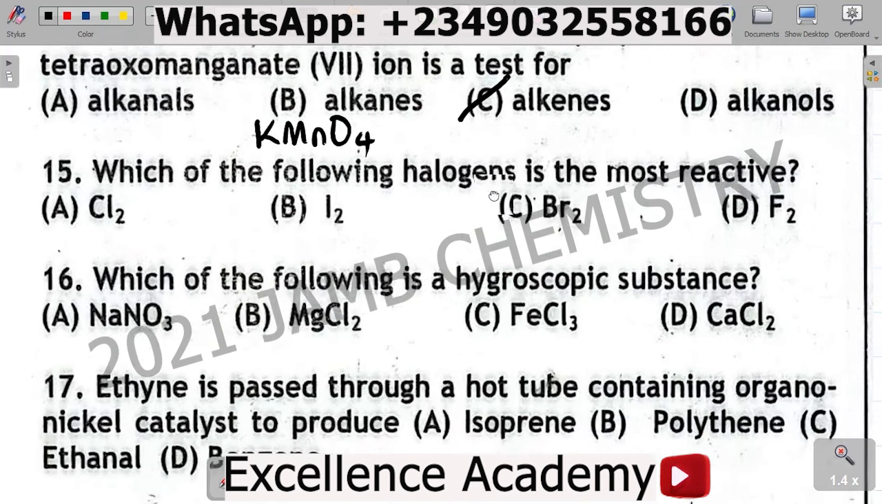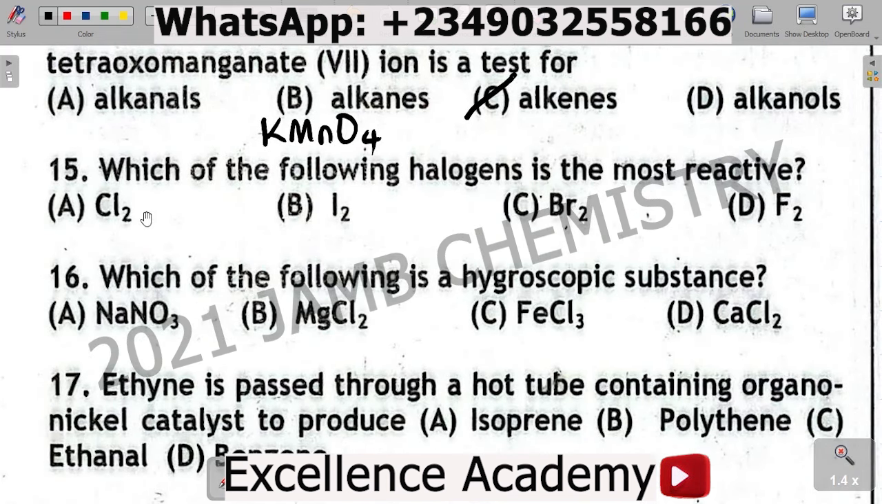All right. Next up, question 15. Which of the following halogens is the most reactive? A, chlorine, B, iodine, C, bromine, D, fluorine. For this question there, the correct answer there is D, fluorine. So you want to note that for the halogens, reactivity decreases down the group.